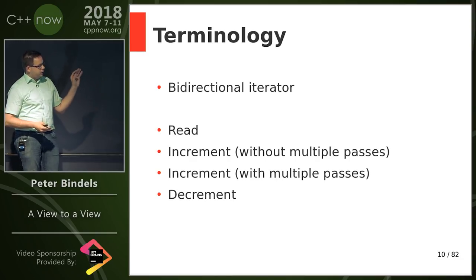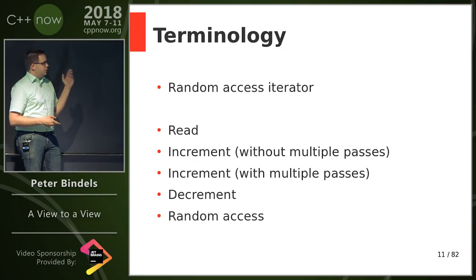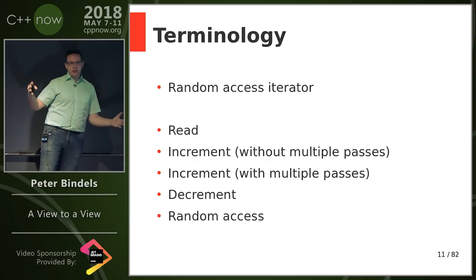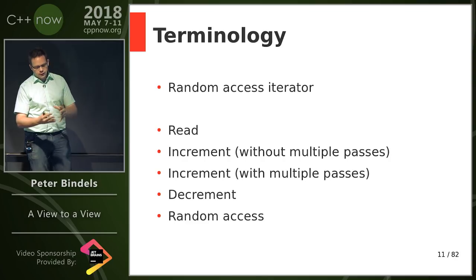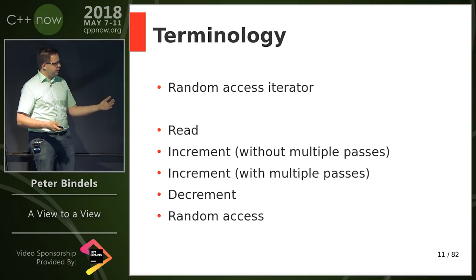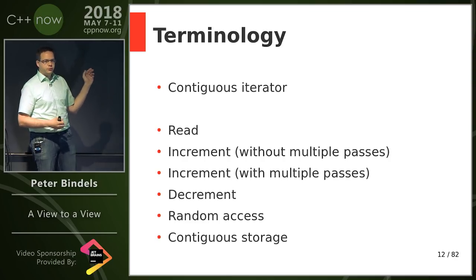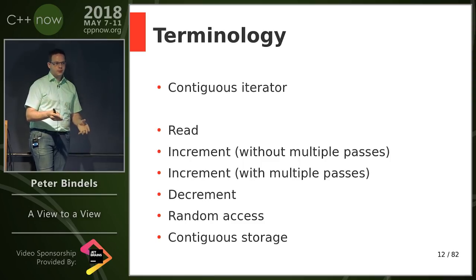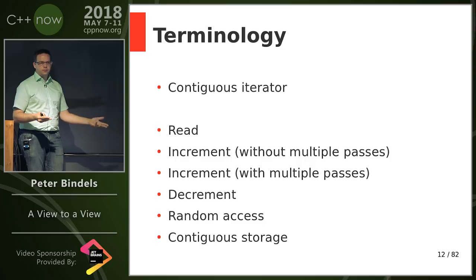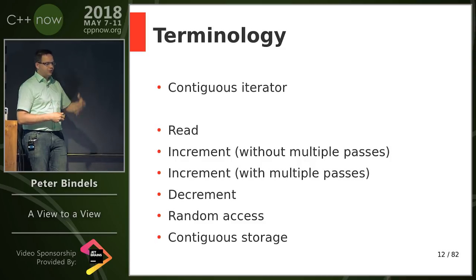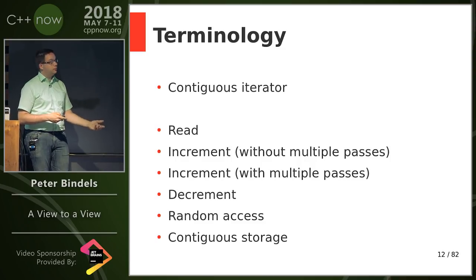This can be useful in most cases, but in some cases, going back is prohibitively expensive or almost impossible. There's random access iterators, which do the same thing, but you can index them at any point. And then there's one step above it that is, according to the standard, not strictly above it, which is a contiguous iterator, which says there's a contiguous storage. But you can prove that any contiguous storage will provide random access. So they are sort of an extension upon a random access iterator.